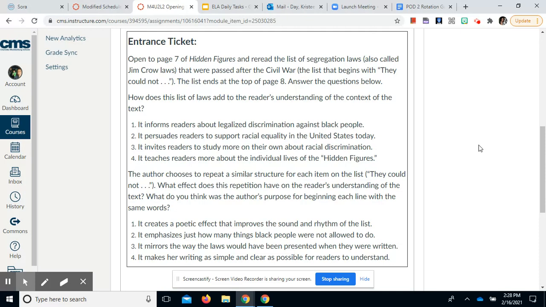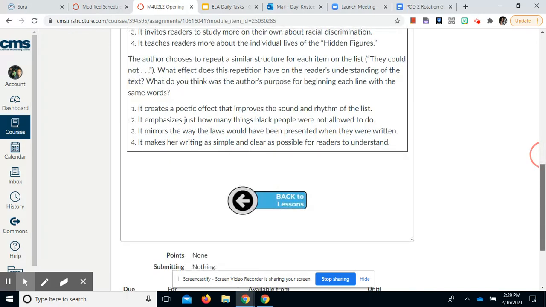So the two questions it asks: how does this list of laws add to the reader's understanding of the context of the text? The correct answer here is that it informs readers about legalized discrimination against Black people. Those laws don't give us anything specific about our individuals yet. And then the second question says, the author chooses to repeat a similar structure for each item on the list: they could not, they could not, they could not. What effect does this repetition have on the reader's understanding of the text? That repetition emphasizes just how many things Blacks were not allowed to do.